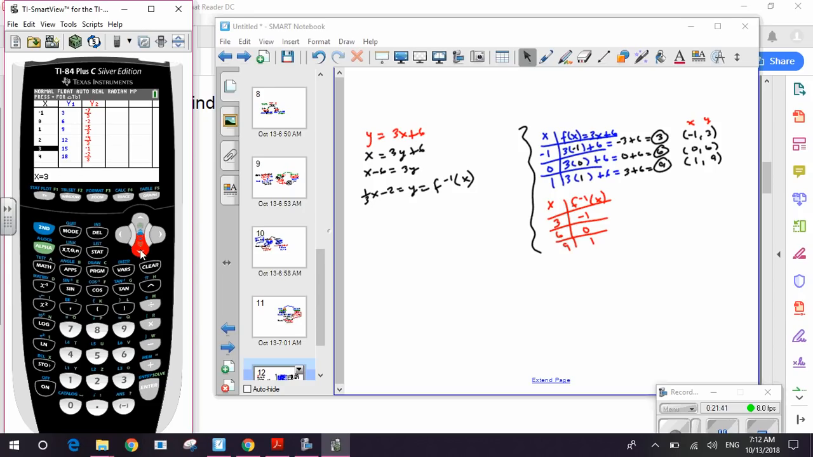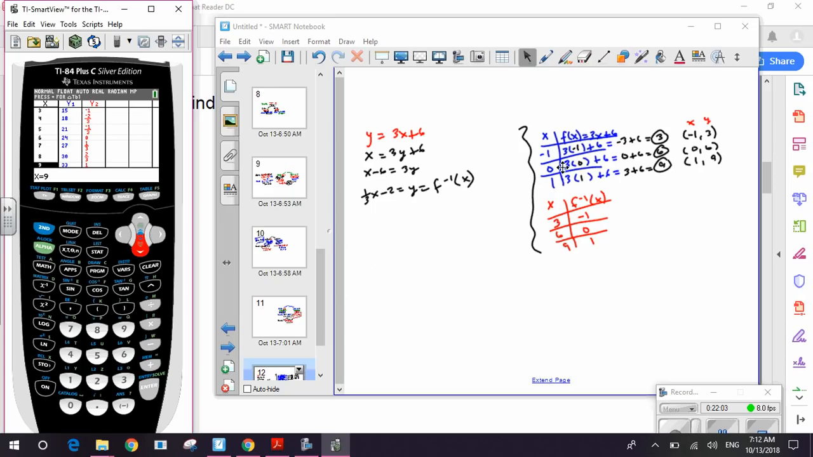Good. Now let's look at x is 6. When x is 6, y is 0 in the red column. Good. And lastly, let's look at when x was 9. When x was 9, y was 1 in the red column. So that's how the inverse is graphed correctly.